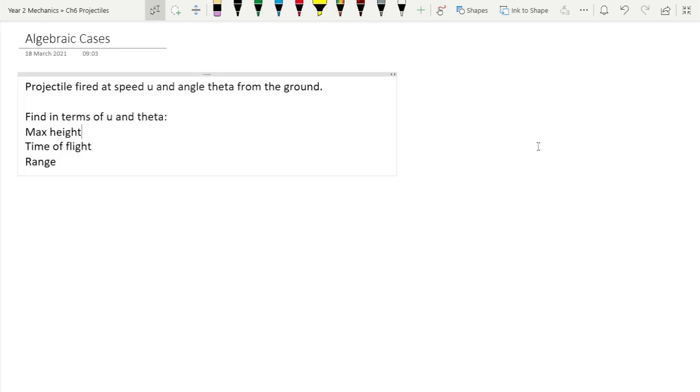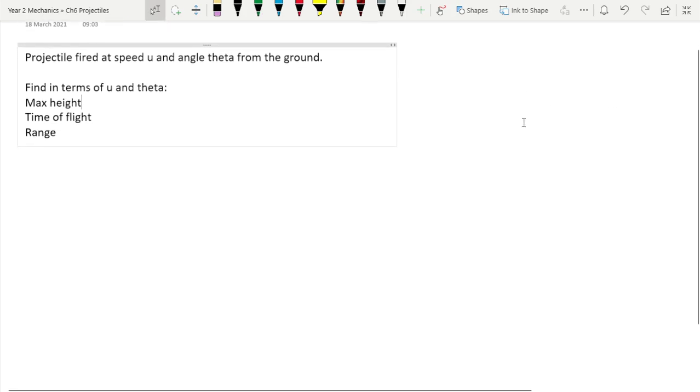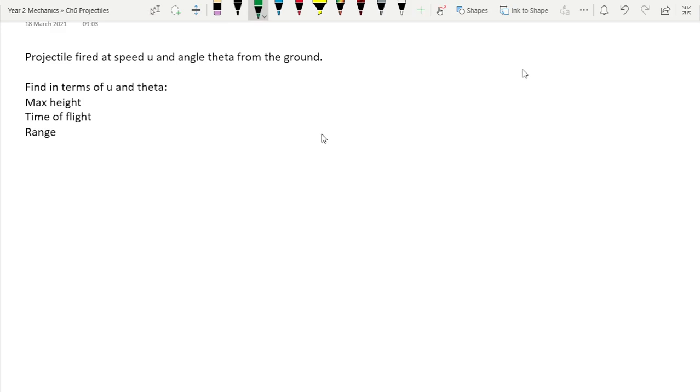Okay, in this next question, I want to look at how we can actually look at these problems just algebraically. So a projectile is fired at speed u and angle theta from the ground. So we're not doing any platforms here, it's just from the ground. And it's fired with speed u, angle theta. And we're going to find the three usual things that we can work out: the maximum height, the time of flight, and the range for this particle.